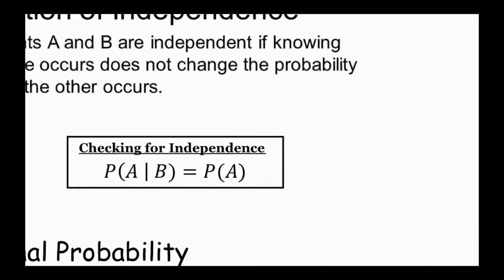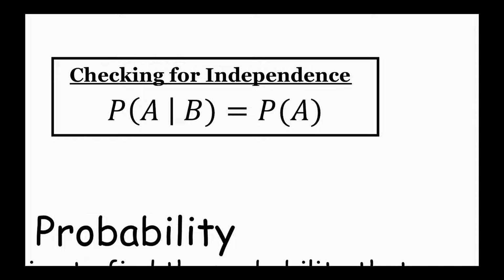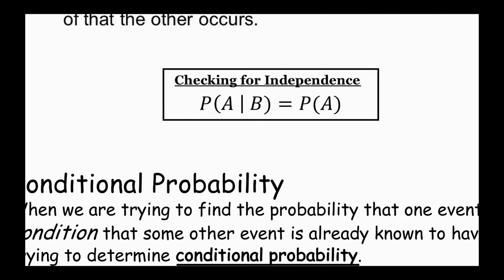Okay. So we know that anytime we want to check independence, we have a rule, a way to check it. The probability of A given B is the same as the probability of A. If they're both the same, that means they're independent. If those two numbers, when I calculate them, are different, that means they are not independent, which means they are dependent. Okay, so let's go back to the problem.